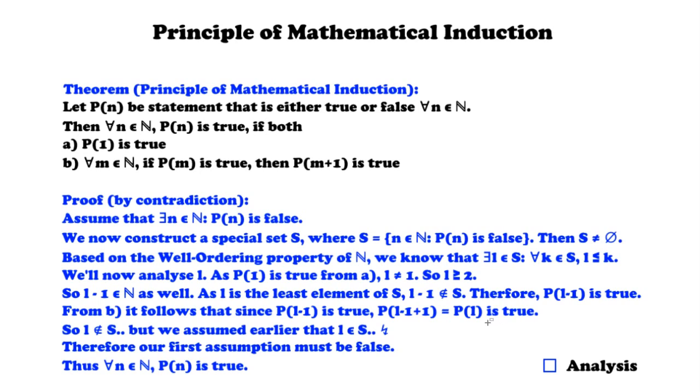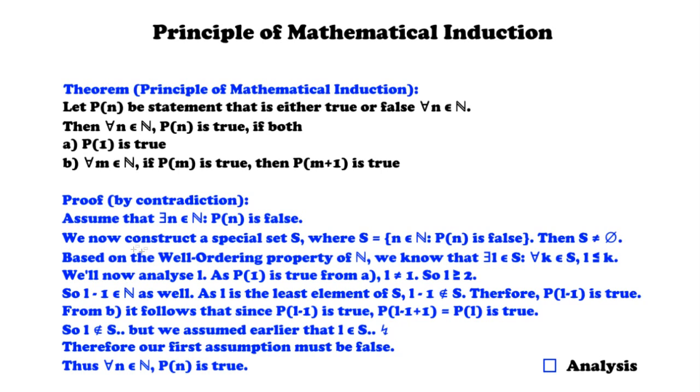So since p(l) is true, it can't be an element of S, because the condition in order to be an element of S is that p(n) should be false. But it is true, so l can't be an element of S, but we assumed earlier that l is an element of S. That's what we did over here. Therefore we can add a lightning symbol which represents the contradiction.